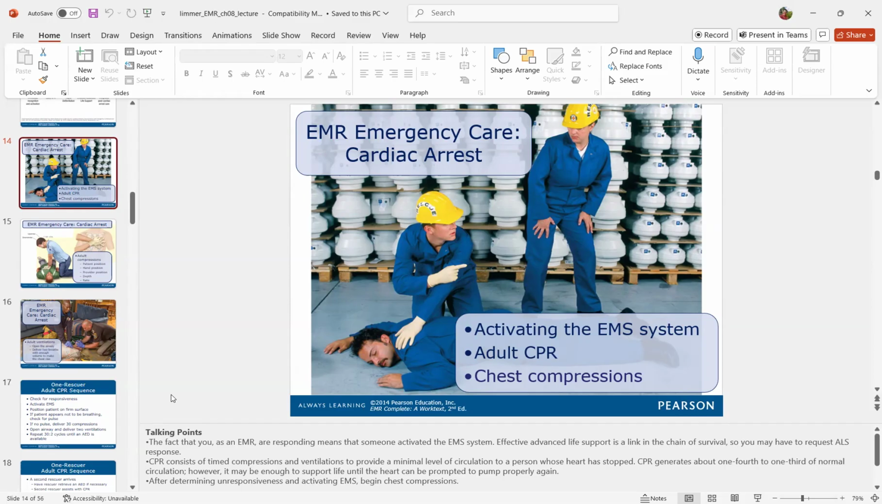CPR consists of chest compressions and ventilation to provide a minimum level of circulation to a person whose heart is stopped. CPR does generate about one-quarter to one-third of a normal circulatory pattern. It may be enough to support life until the heart can be prompted to pump properly again.